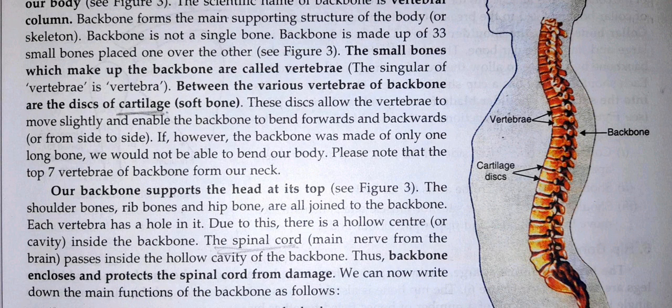The shoulder bones, the rib bones and the hip bone are all joined to the backbone. See that previous video of the skeleton? In that you can see all the shoulder bones, rib bones and hip bone, all these are joined to the backbone.